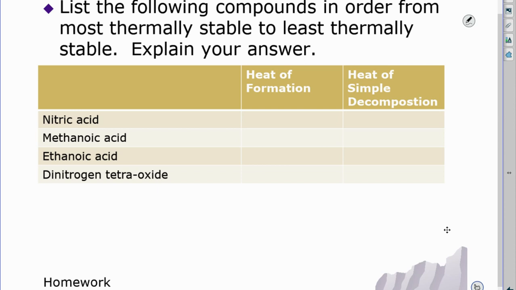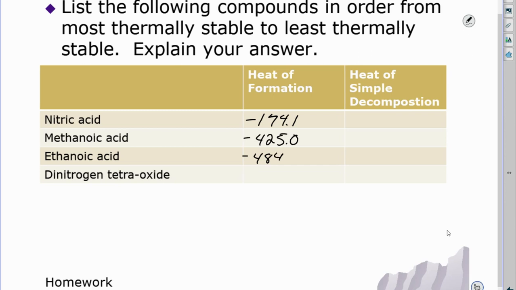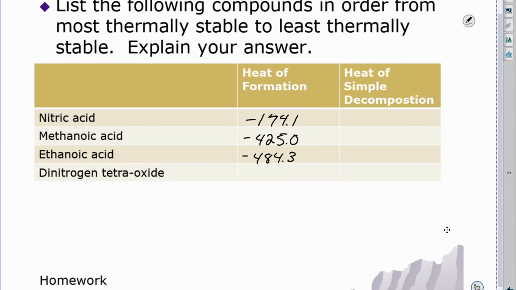So if you could find, Rory, what's the heat of formation for nitric acid? It is negative 174.1. Sean, what is it for methanoic acid? 0.0. And Aurora, ethanoic acid. Negative 484.3. Dinitrogen tetroxide, Jamie. Now, this is all kilojoules per mole. I'll just put it up here.